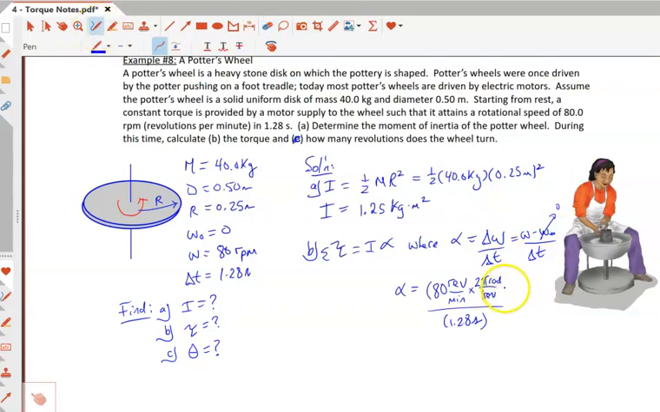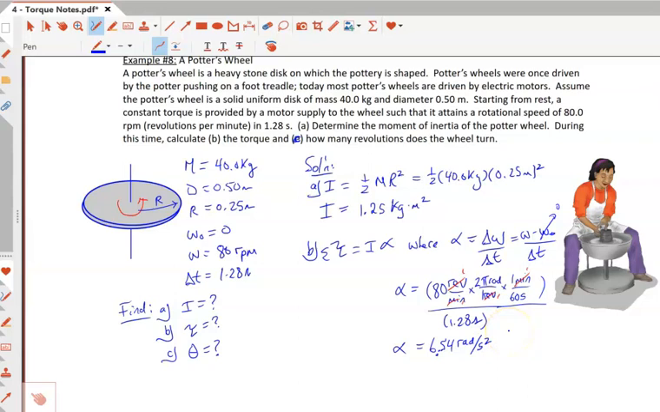So I need to do another conversion here. I need to get rid of minutes. In 1 minute, there are 60 seconds. So minutes go to the top, and we can cancel out the minutes here. We're going to cancel out the revolutions here. And we're going to get radians per second for our answer. So 80 multiplied by 2 pi divided by 60 times 1.28. Pulling out my calculator, I get basically 6.54 radians per second squared.